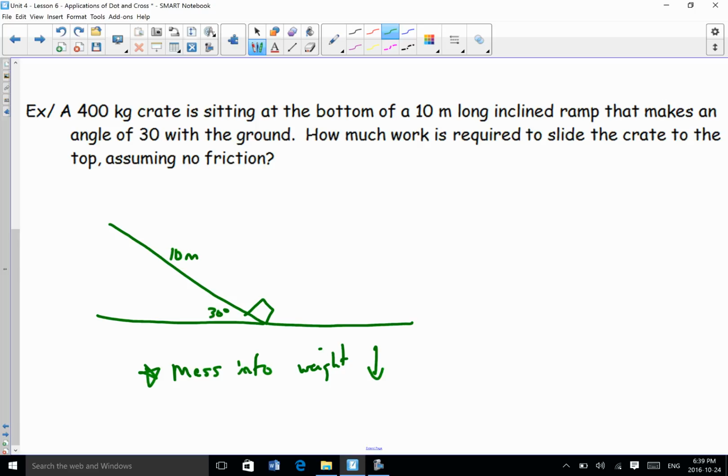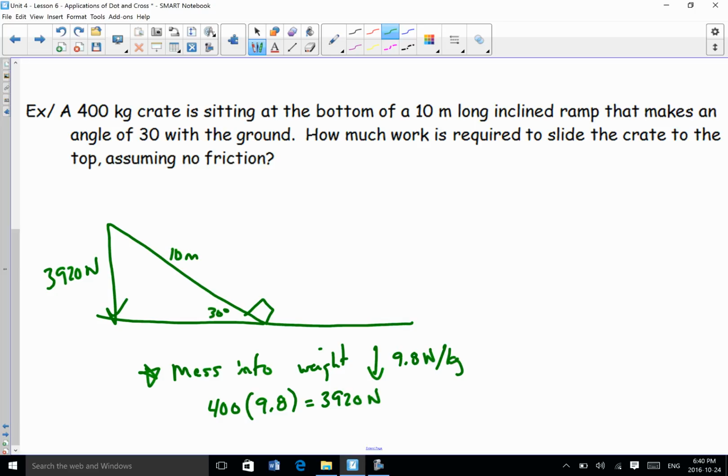Okay. So the force of gravity, a number we will come across over and over again, is 9.8 newtons downwards. That's per kilogram. So if I have 400 kilograms and 9.8 is my force of gravity, that comes out to 3,920 newtons. That's holding that crate at the bottom of the ramp. It's making it go downwards.